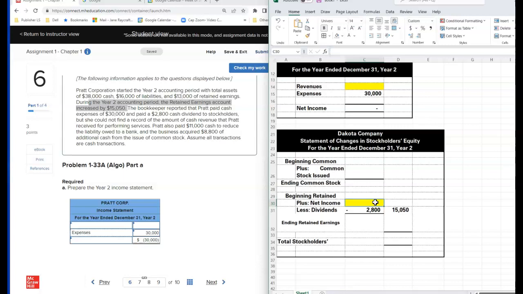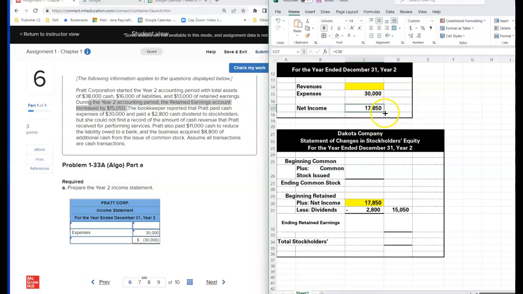So I know that my net income must equal that $15,050 plus this $2,800. So my net income is the sum of those two numbers, $17,850. So that's the amount that will be the net income of my income statement.